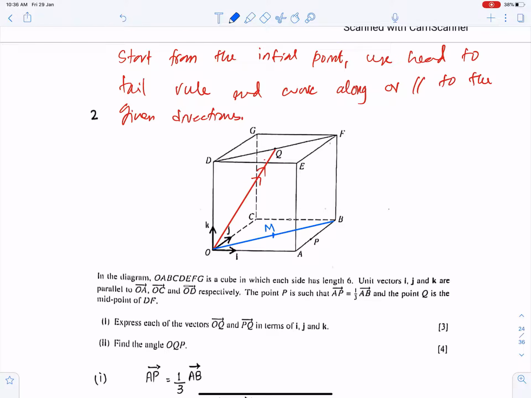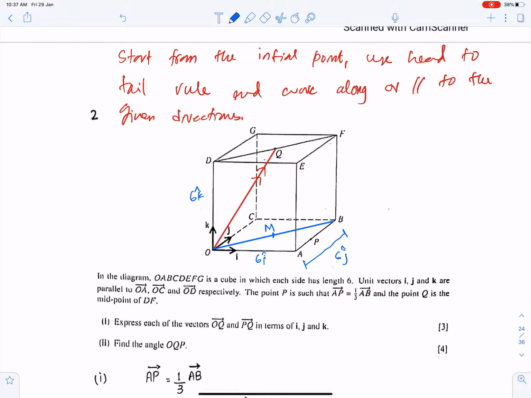So instead of finding DQ, you should find OM, and OM is half of OB because M is the midpoint of OB. So get OM, that will be equal to DQ, and we have OD. OD is 6K. This is 6K, and every side is 6 because it's a cube. This is 6I, this is 6J, this total is 6J.